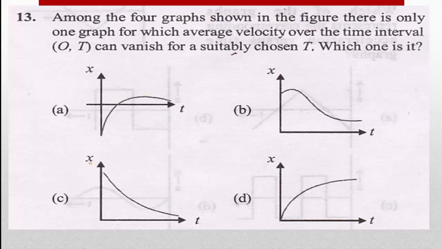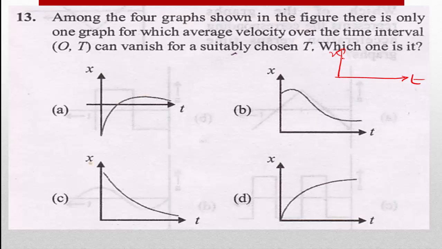Suppose if we draw a line parallel to the time axis, if we draw the line here, this is the time axis and this is the x axis, x position. If we draw the line parallel to the time axis from the point A, suppose I consider any one point, this is the point A.